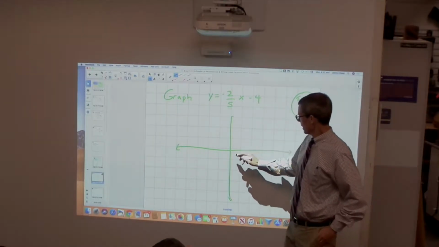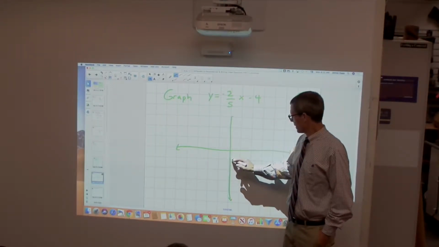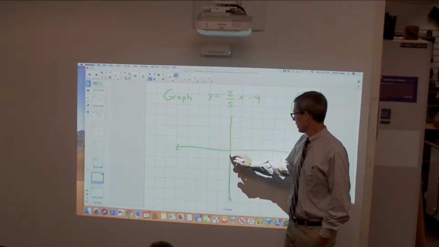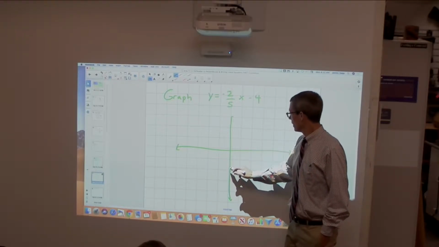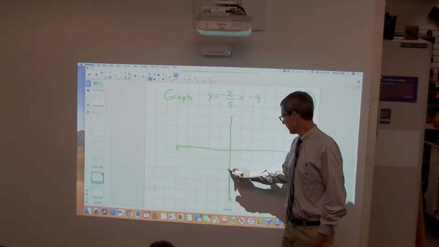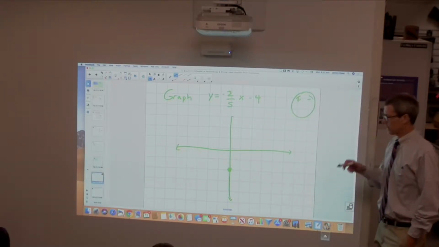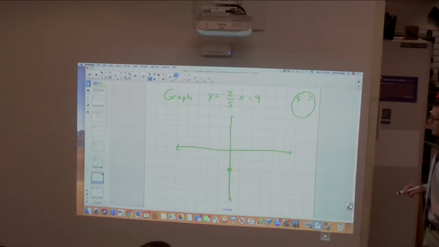So I'm just going to, again, each of my squares will be worth 2. So 1, 2, 4. I will start down here at -4, and I'll draw a big, thick dot so that everybody can see it, including those viewers at home. And -2 fifths is the next thing. So what do I do for -2 fifths?